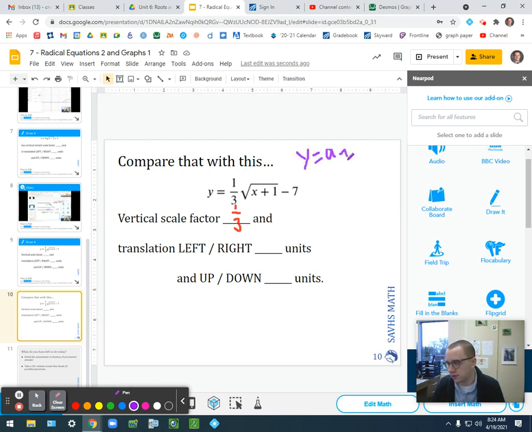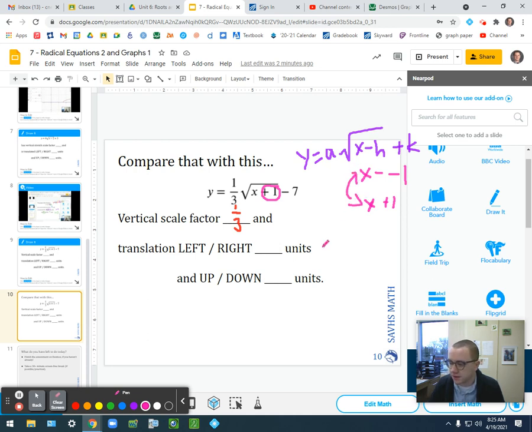A times the square root of x minus h plus k, but it doesn't say x minus h, it says x plus 1 right here. Then I have an x minus -1. Remember that if you subtract a negative, that means a plus. So this is the same as x plus 1. These two are the same.